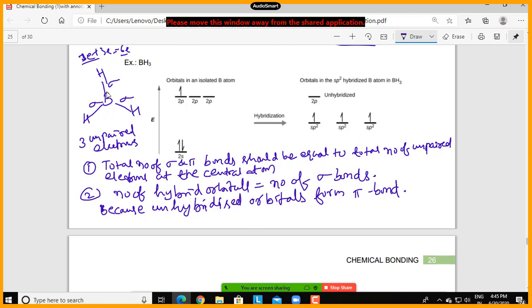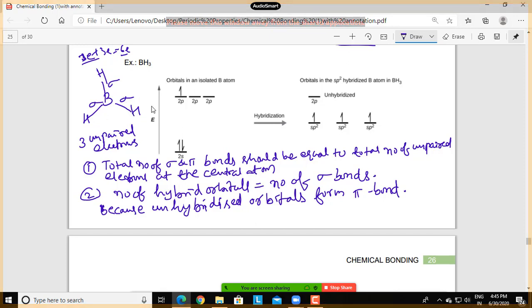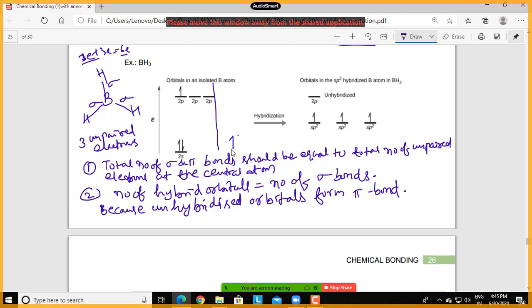So for 3 sigma bonds, 3 unpaired electrons are needed. So for 3 sigma bonds, we need 3 unpaired electrons. So the electron of boron will be excited. In the excited state, it will jump like this, it goes from here to here.